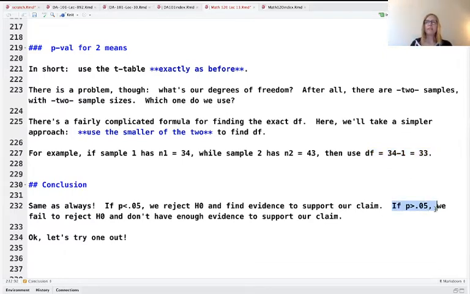On the other hand, if we get a large p-value, then that means we're going to fail to reject the null hypothesis. We didn't find enough evidence to support our claim, and we feel kind of sad, but that's the end.